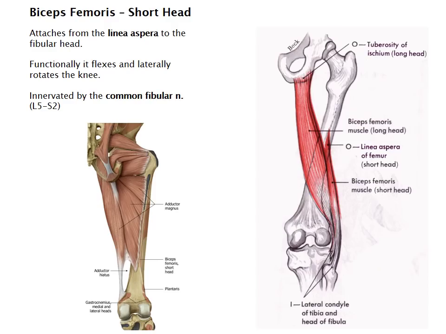The short head of the biceps femoris is a bit of a loner. It is not part of the hamstring group and will only flex the knee and participate in a little lateral rotation of the knee. Note, it does not extend the femur at the hip like the hamstring muscles. It attaches from the linea aspera proximally to the head of the fibula distally. It is innervated by the common fibular nerve, a nerve we'll talk much more about next time. To see the short head, one just needs to lift up the long head.